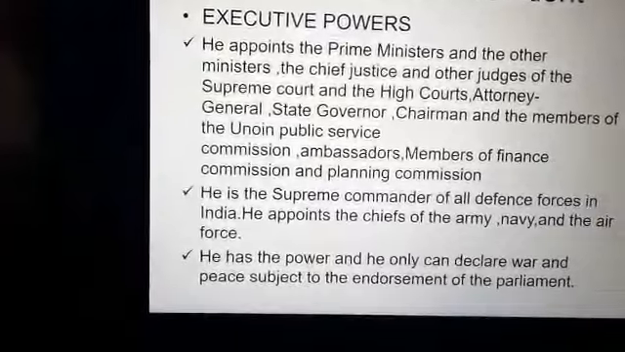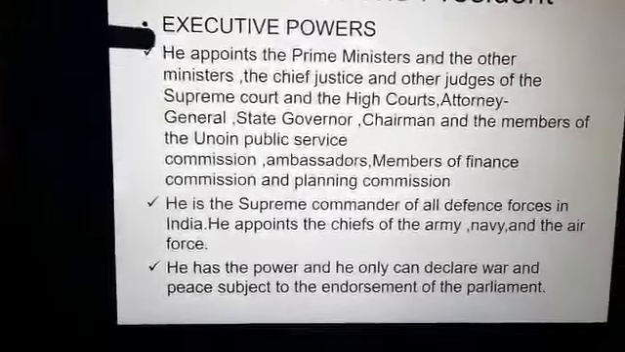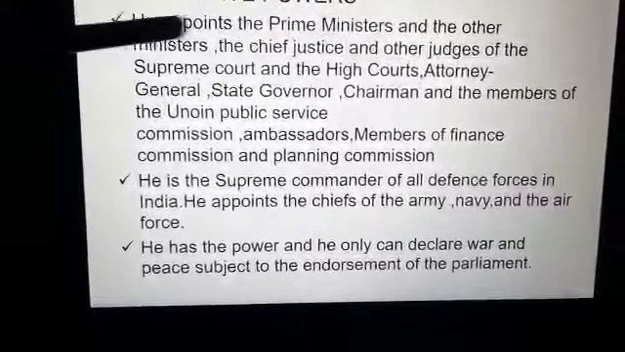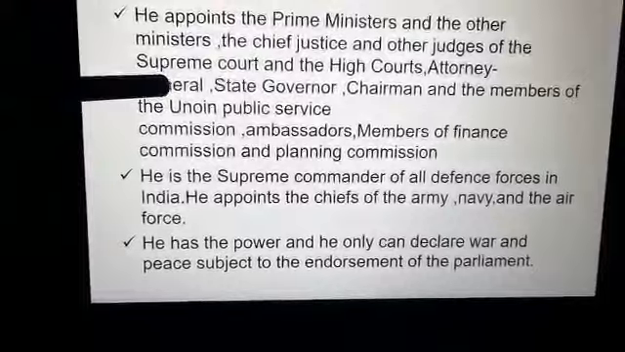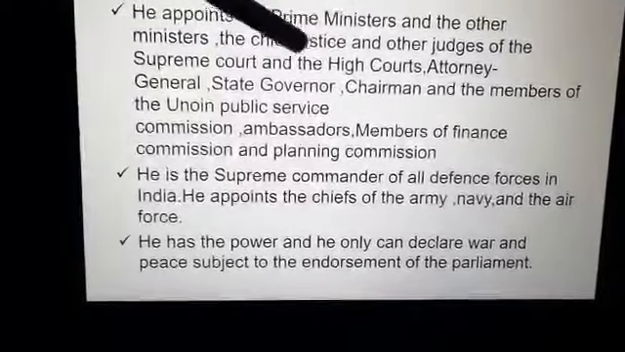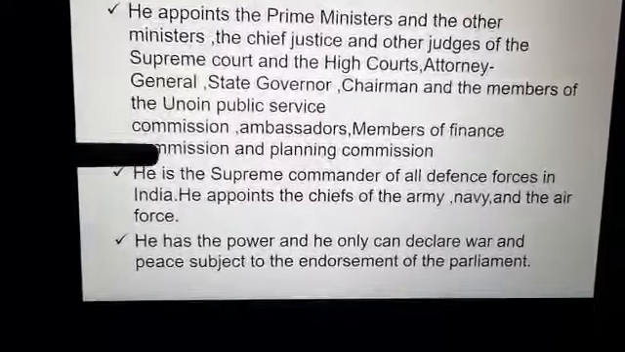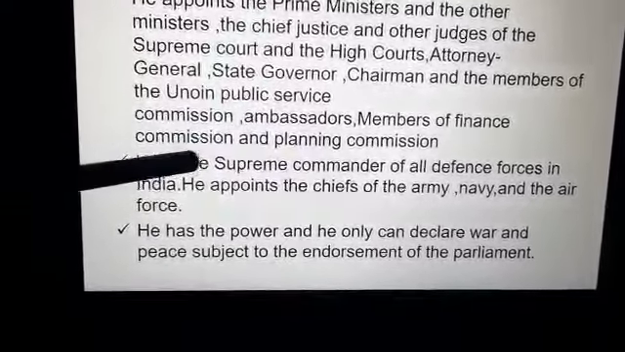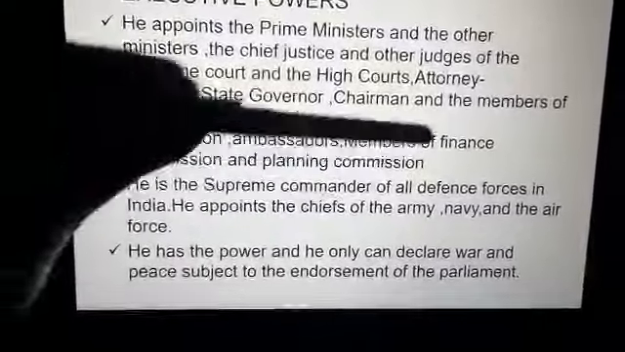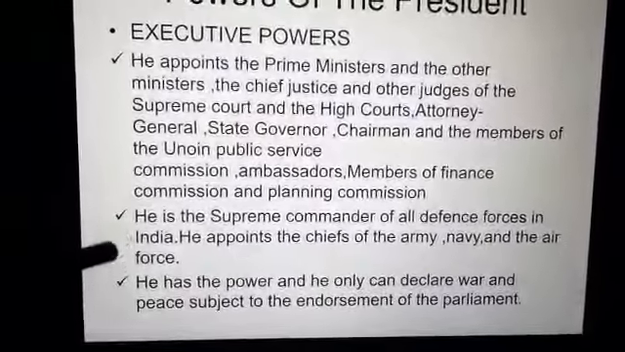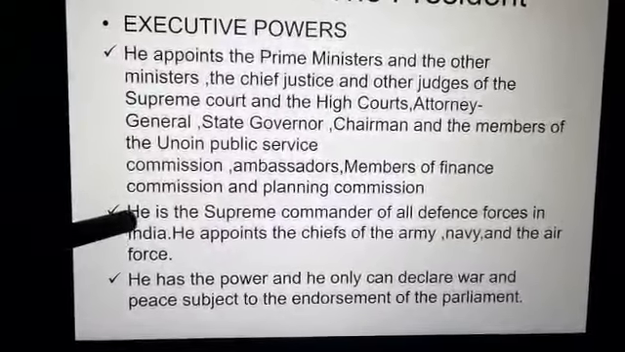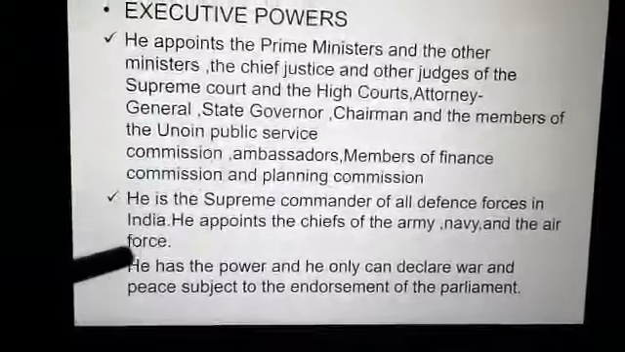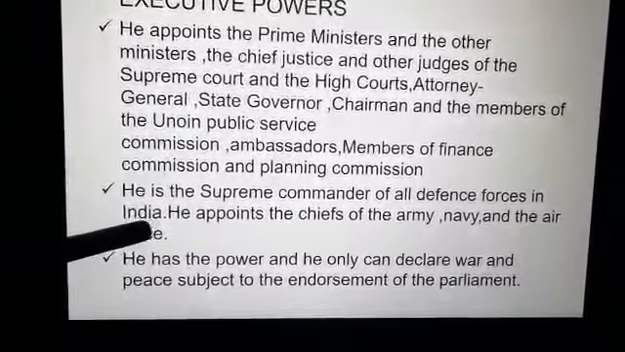Now coming to the first power, that is his executive power. He appoints the Prime Minister and other ministers, the Chief Justice and other judges of the Supreme Court and High Courts, the Attorney General, State Governors, the Chairman and members of the Union Public Service Commission, ambassadors, and members of the Finance Commission and Planning Commission. So they all are appointed by whom? They all are appointed by the president.